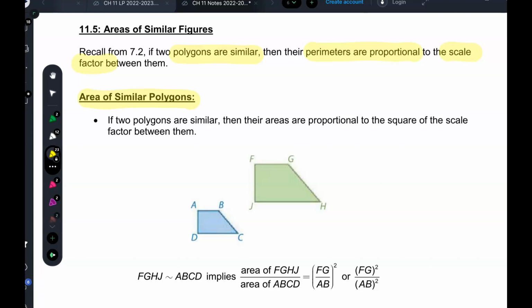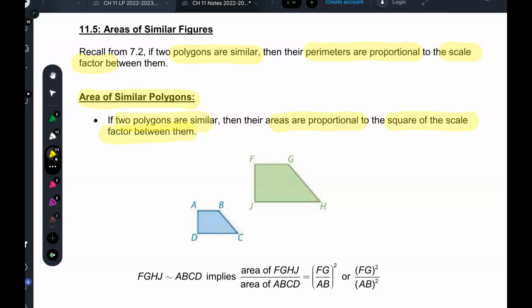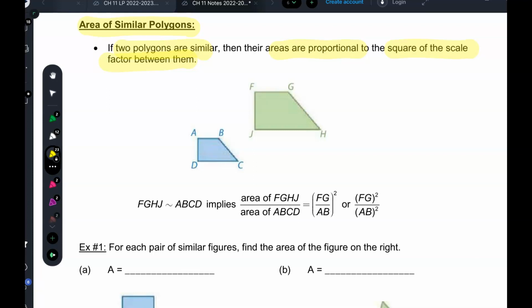Okay. Area. If two polygons are similar, their areas are proportional to the square of the scale factor. So think area is always squared. Here's an example. If these two are similar to each other, then for the area of one compared to the other, you can take any two corresponding sides and square them. You can look at the ratio of the squares.